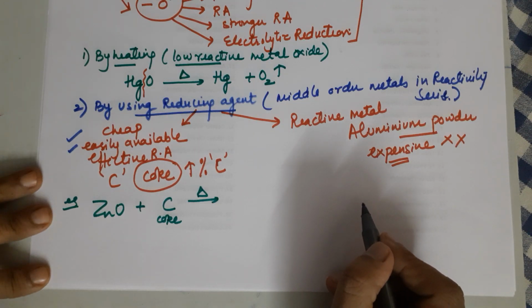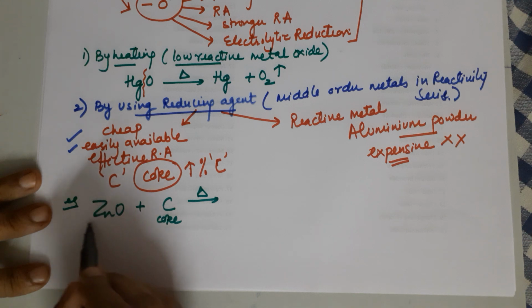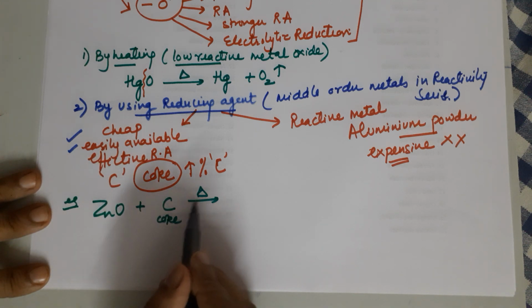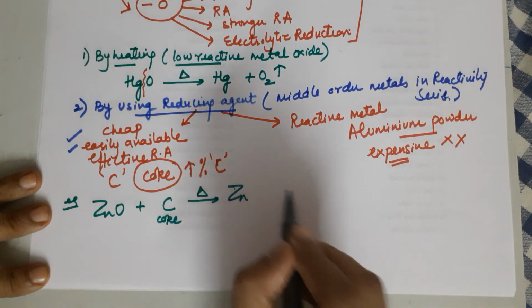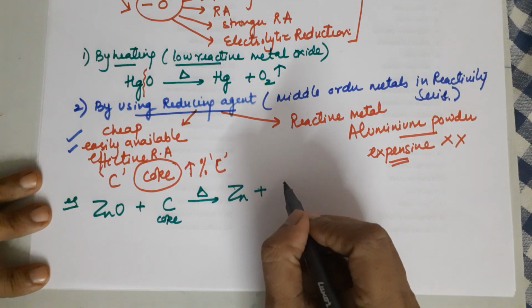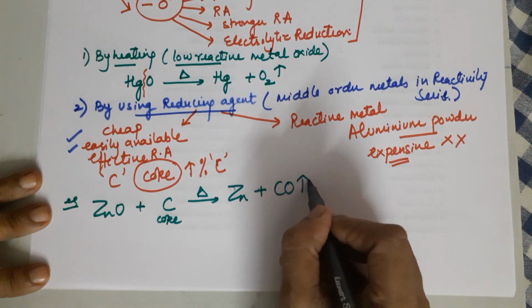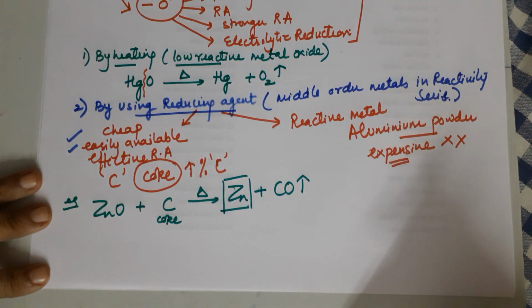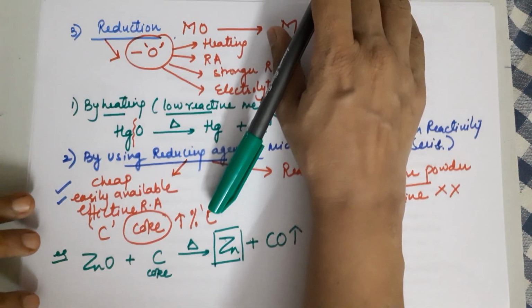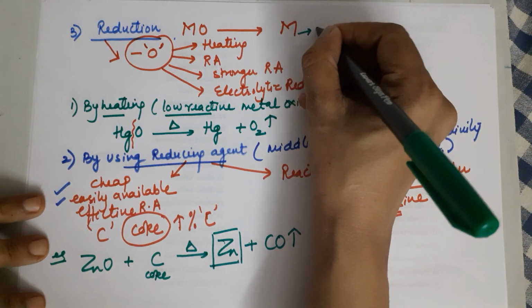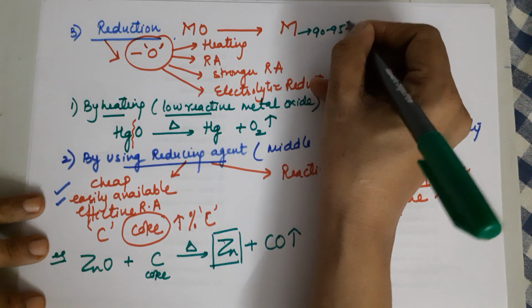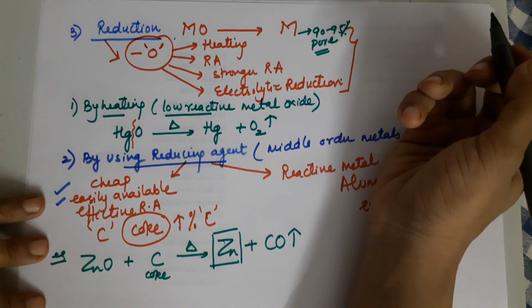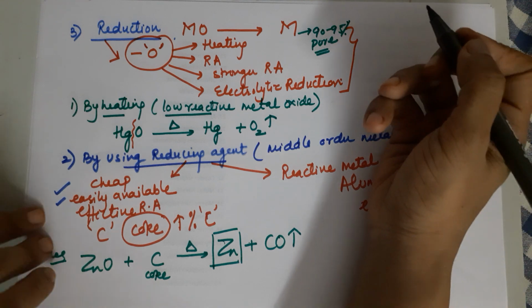The example that I am taking is that of zinc oxide. Zinc is a middle order reactivity element. Zinc oxide reacts with carbon in the form of coke. You heat it, it transforms into zinc, which is what you are required to get, and the byproduct is carbon monoxide. So your agenda was to obtain the metal and you have obtained the metal. This metal that you obtain in this process is roughly around 90 to 95% pure. You still need refining, which is generally the last step which I would be doing after this.